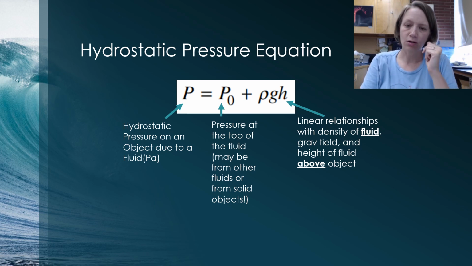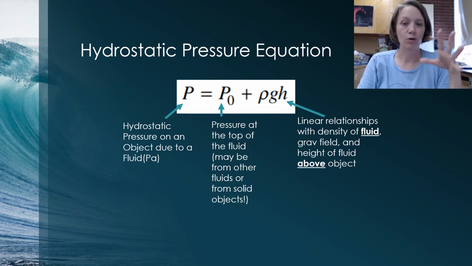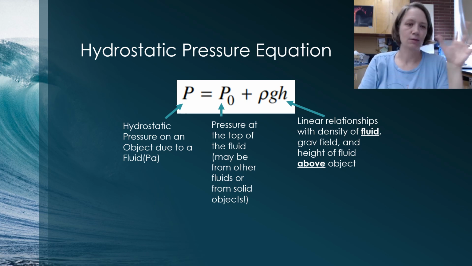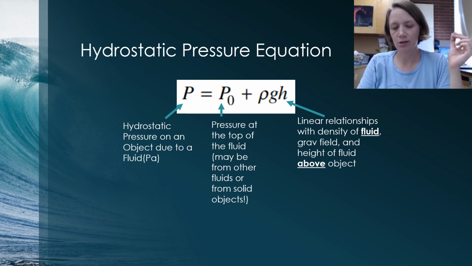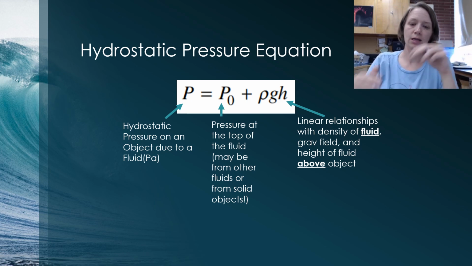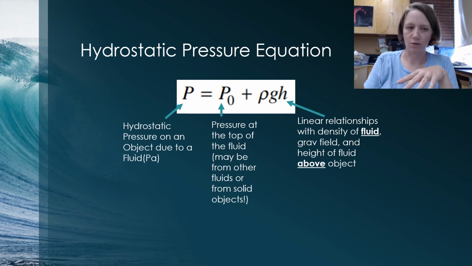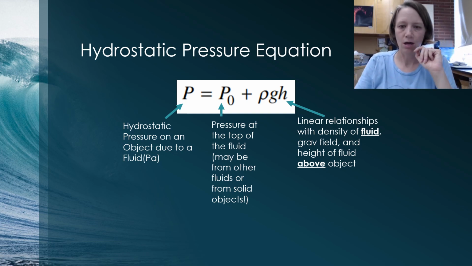A couple things are underlined in that definition because they're common mistakes. Sometimes people forget that that rho is the density of the fluid, and they'll use the density of some other object nearby, so it's important to realize that this is all about the fluid. And then that h is notably the height above the object, not the height of the object from the ground. So you've got to be a little bit careful about that.